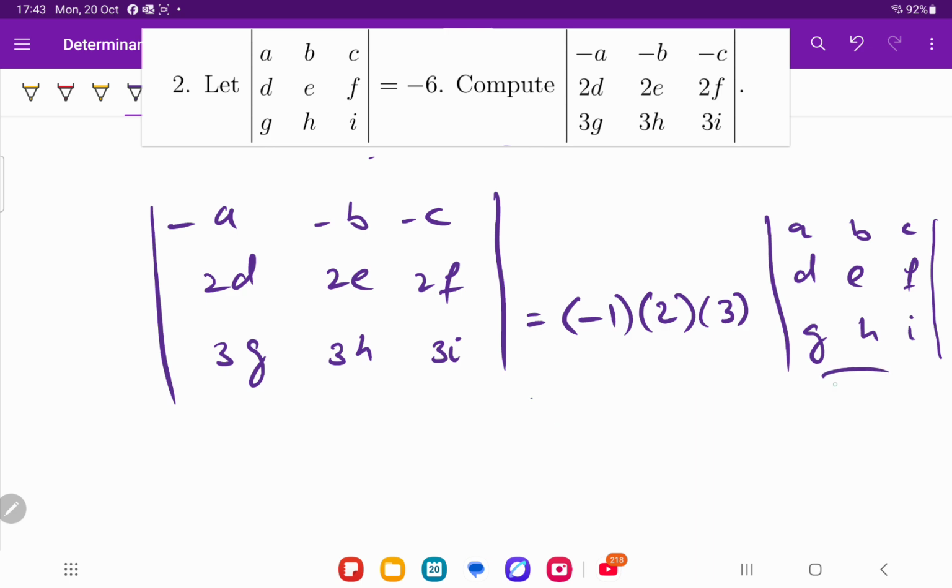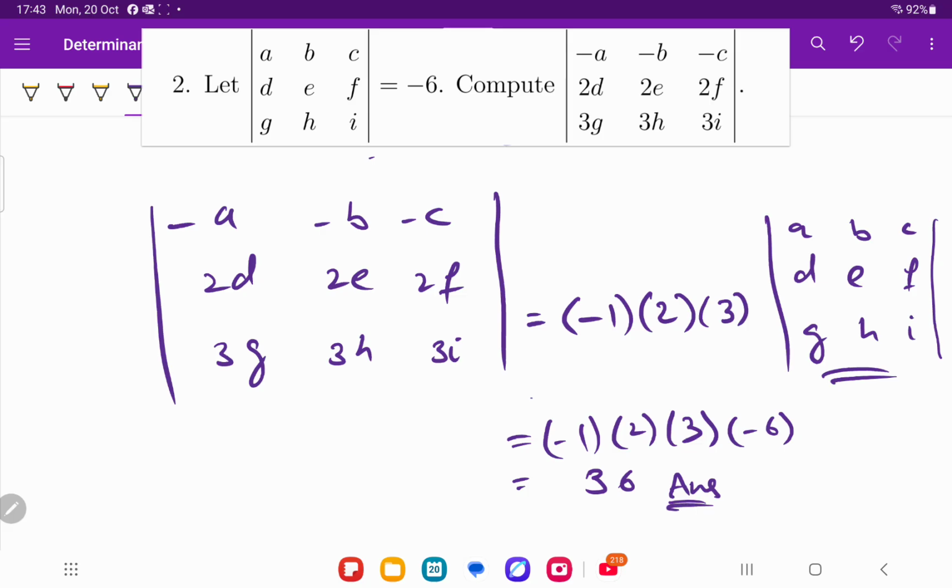So ultimately this is given as 6, minus 6. So we could write minus 1, 2 multiplied by 3 into minus 6. So altogether minus times minus 6 is plus 6, multiplied by 3 is 18, multiplied by 2 is 36. So 36 is the answer.